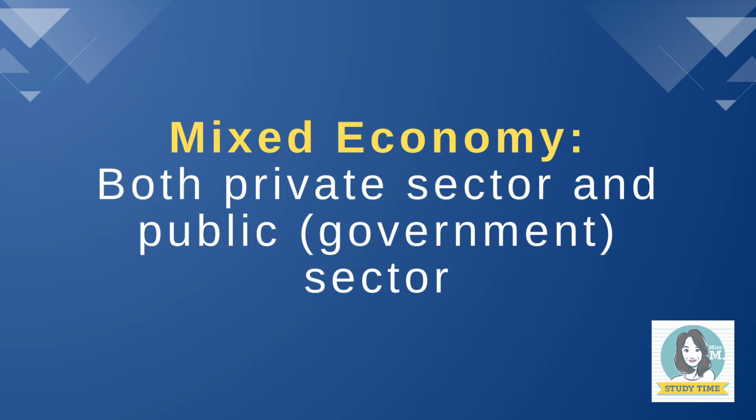So we have the private sector, which includes businesses and industries owned and operated by individuals or private companies. And the examples are retail stores, restaurants, and some tech companies. On the other hand, the public sector includes services and industries owned and operated by the government, which includes public schools, public hospitals, and some transportation systems. In a mixed economy, both sectors work together to provide goods and services to the population, which allows for a balance between free market principles and government intervention.